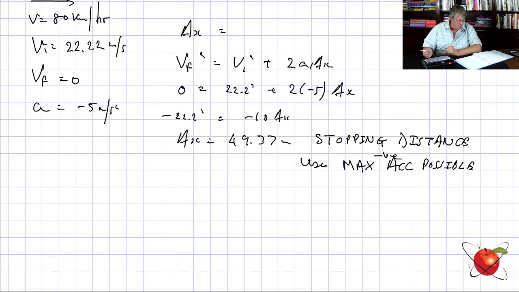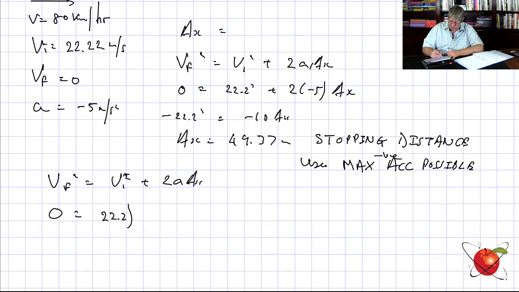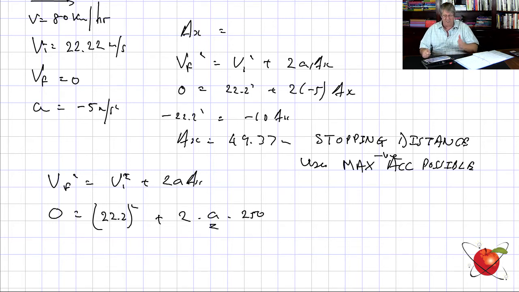Let's have a look the other way. I could have asked what acceleration, or what deceleration, I need to stop given the 250. So V final squared equals V initial squared plus 2a delta x. V final is 0, V initial is still 22.2 squared, plus 2 times a times 250. Now we're working out the acceleration we are stopping with.